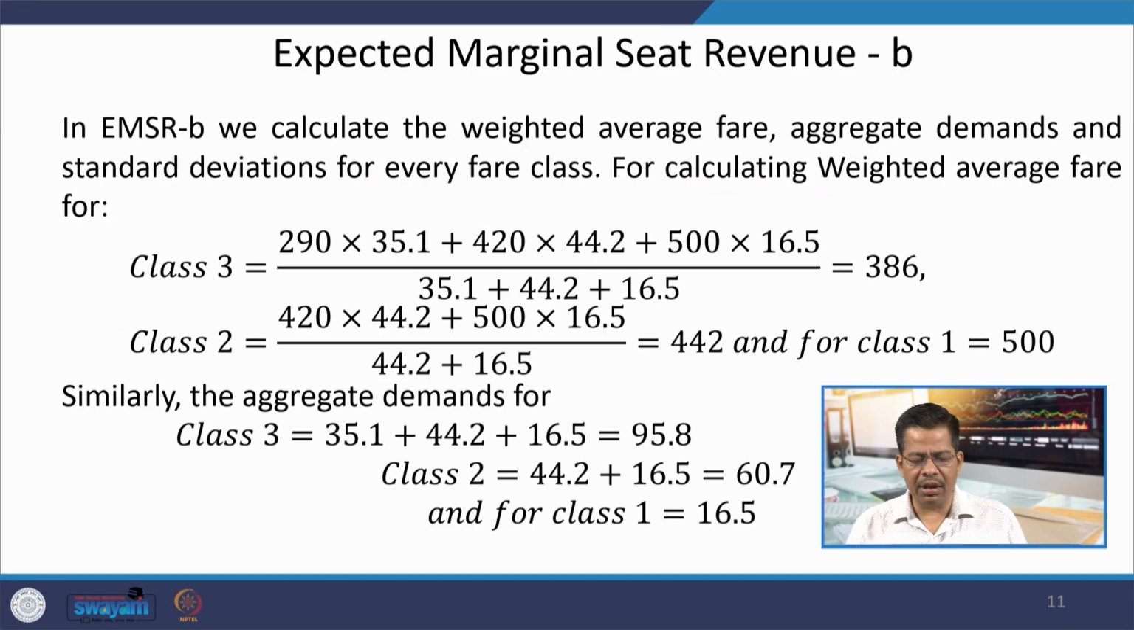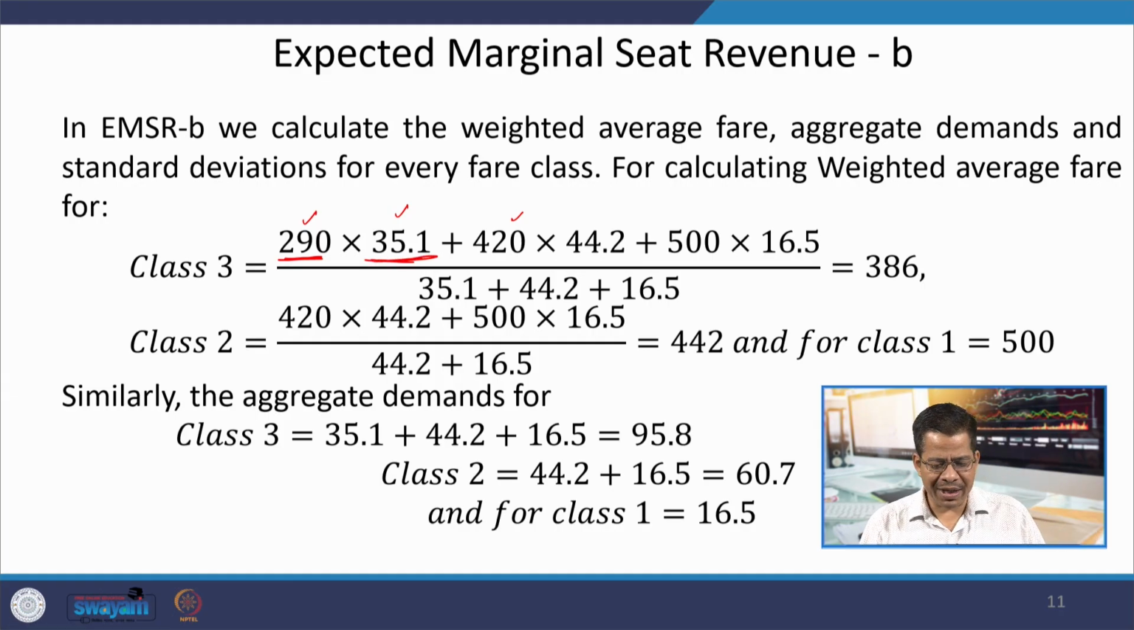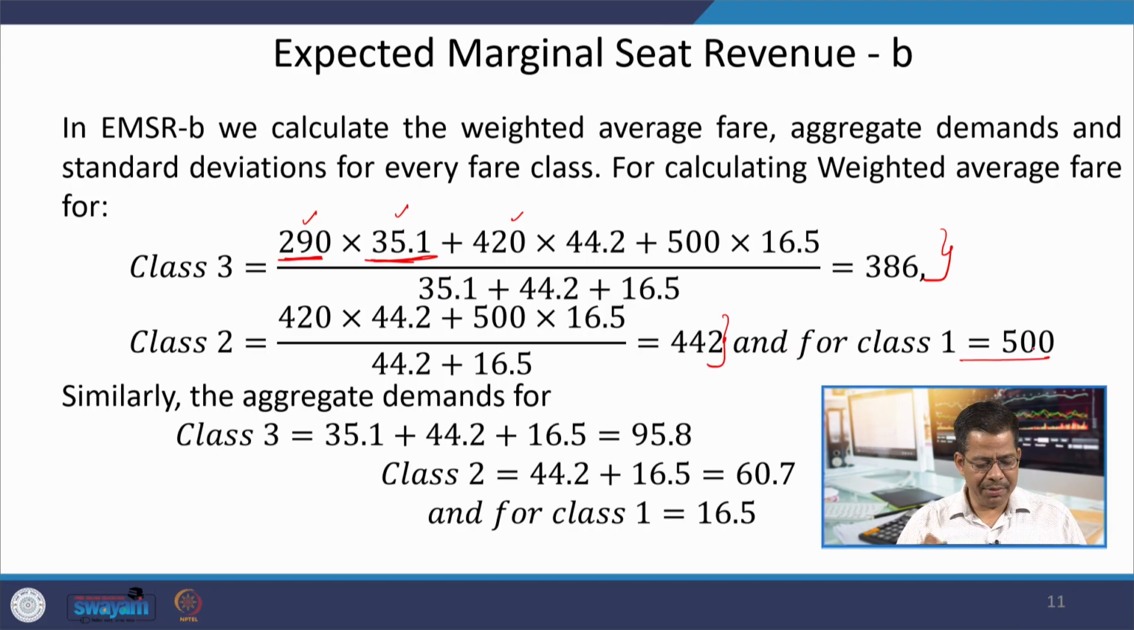So, let us see how we are going to do that for EMSR B using the same data of the 4 class problem. Here, for class 3, the weighted fare will be based on the class fare times the mean demand which you are expecting for these classes. So, for class 3 this will be the expected fare, for class 2 this will be the expected fare, and for class 1 this will be the expected fare, because it is the highest class. So, there is no need of aggregation.